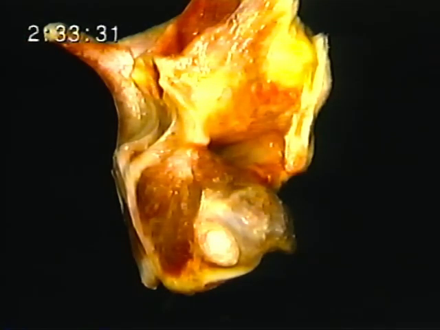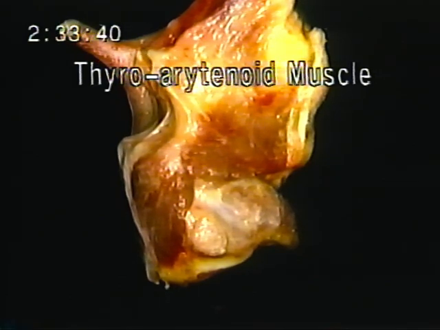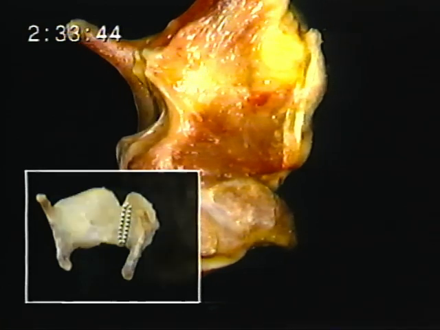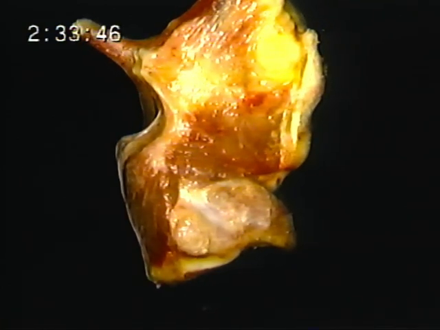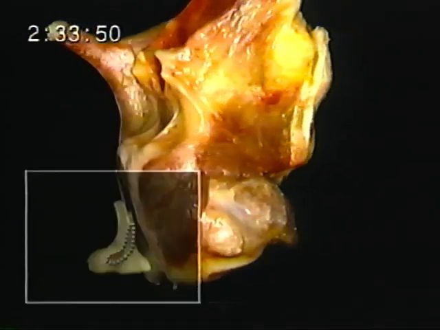The next two muscles that we'll see, the thyroarytenoid and transverse arytenoid muscles, act to shorten and narrow the vocal opening. We'll add the thyroarytenoid muscle to the picture first. Here it is. The thyroarytenoid muscle arises from here on the inner aspect of the thyroid cartilage. It inserts here in front of the lateral border of the arytenoid cartilage.